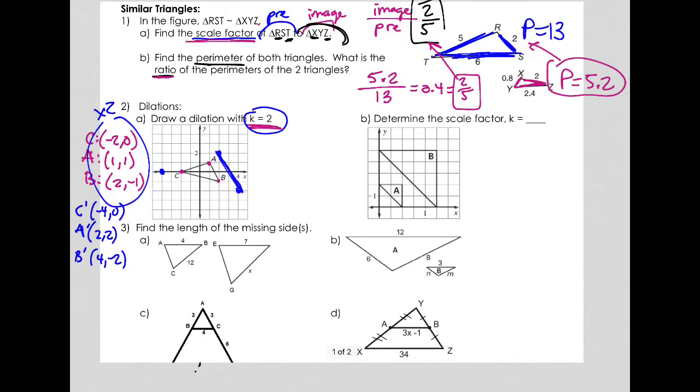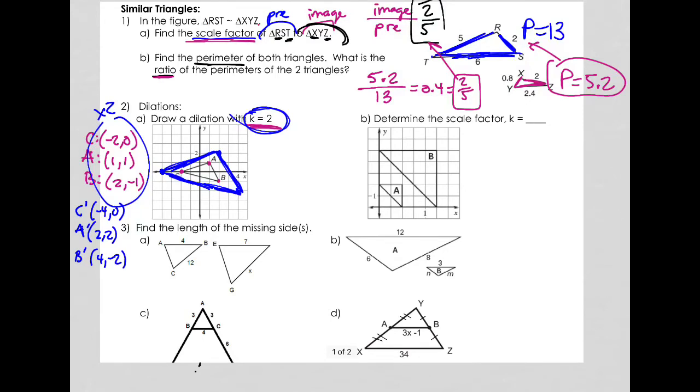So it should look 2 times larger, which, terrible drawing there, but hopefully you guys will use rulers. All right, so it does look like an enlargement, so it matches what my scale factor says it should do.